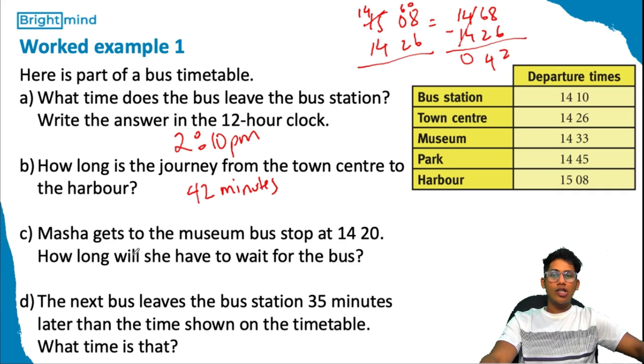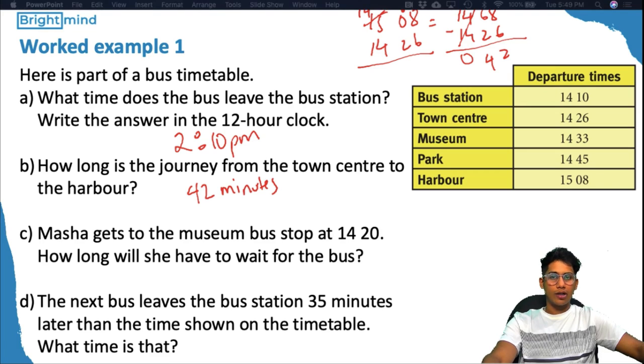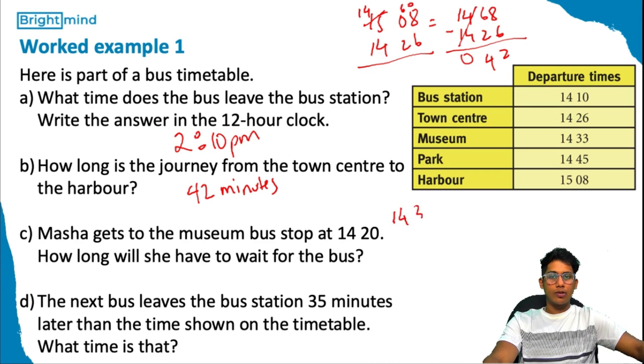Now, Masha gets to the museum bus stop at 14:20. How long will she have to wait for the bus? We know that at the museum the bus departs, it leaves at 14:33. So the bus departs at 14:33, and she gets to the museum bus stop at 14:20.